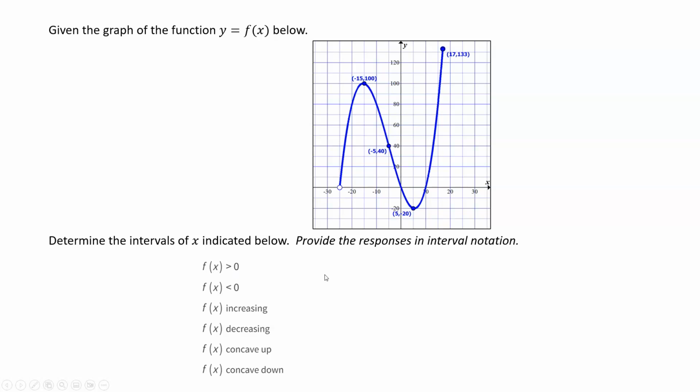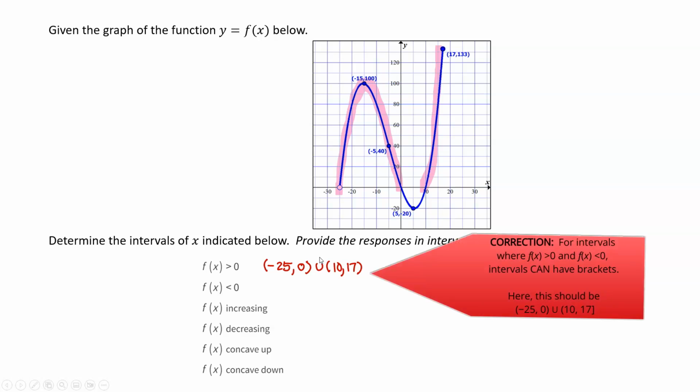or f of x is positive, that means above the x-axis, I'm looking at these parts of the graph right here. Now, at -25, which is an open dot anyway, at 0 and at 10, it actually equals 0, so I'm not including those. It's not positive there. So those endpoints are not included, but between -25 and 0, and then from 10 to 17 is when f of x is positive. And so that's the interval here.